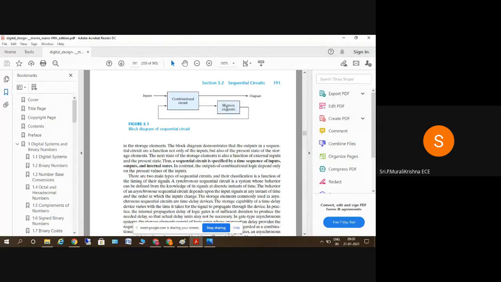So here the output is given to the memory element, and that memory element is given as input to the combinational circuits here. So this is the feedback path, from output to the input here. You getting my point?